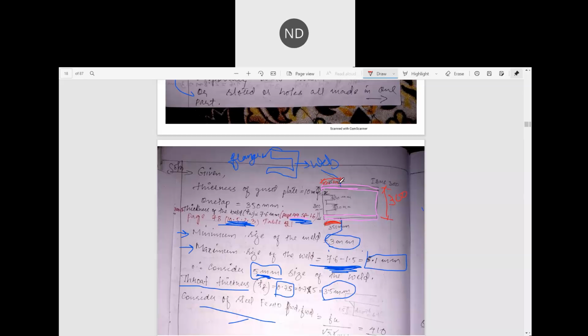So earlier we would have decided that this portion is to be welded, this portion is to be welded, and this portion is to be welded. Now the total length of the weld would have been how much? 350 plus 350 plus 300.